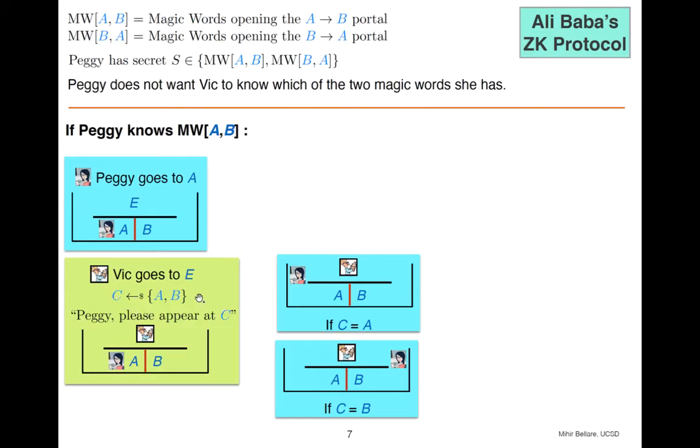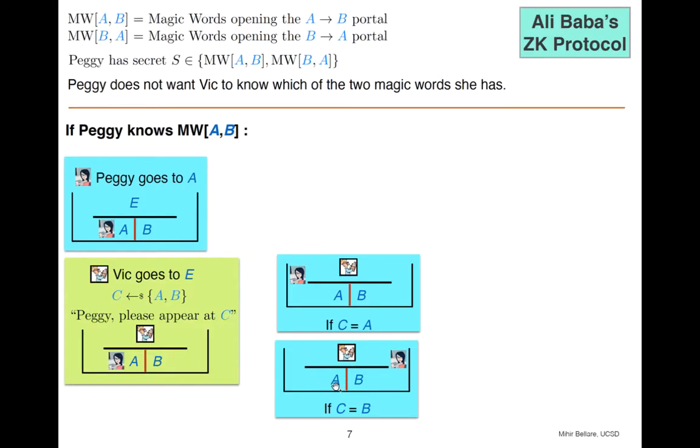Let's say that he says appear at point A. This is very easy. She just walks right out of here. And Vic, of course, knows what's A and what's B, and he just sees her appear here and says, okay, you did it, you came out of point A. What if Vic had said appear at point B?